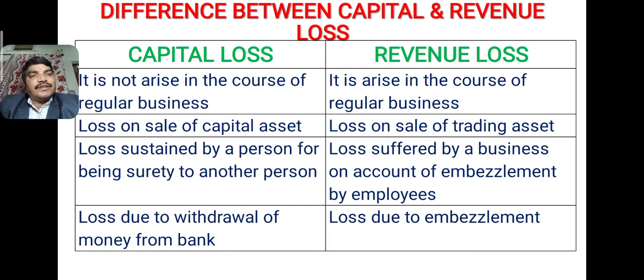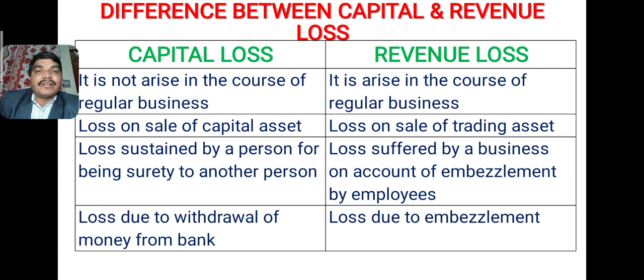And the last differences are between capital loss and revenue loss. Capital loss does not arise in the regular course of business. On the other hand, revenue loss arises in the course of regular business. The next difference is that loss on sale of a capital asset is treated as capital loss. On the other hand, in revenue, if any loss occurs after selling a trading asset, it is treated as revenue loss.